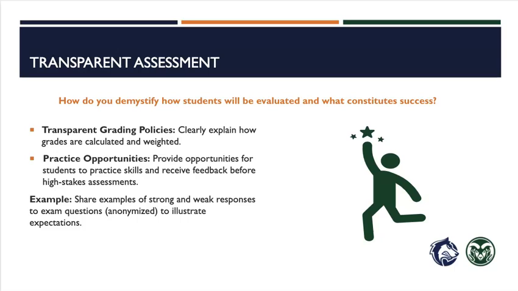How do you demystify how students will be evaluated and what actually constitutes your assessments? You can make assessment expectations clear by making your grading policies transparent and clearly explaining how grades are calculated and weighted in your course. Most students do not understand grade weights and how to calculate them themselves. So going through that process with them would be an example of making grading policy clear.